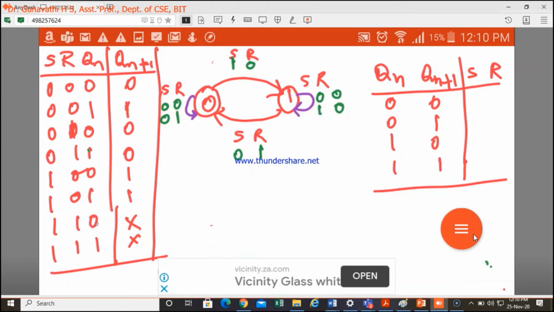Here it is 0 to don't care. That I can't write because that condition will never occur. 1 to don't care, that condition will never occur. So my SR flip-flop state transition diagram is only so much.